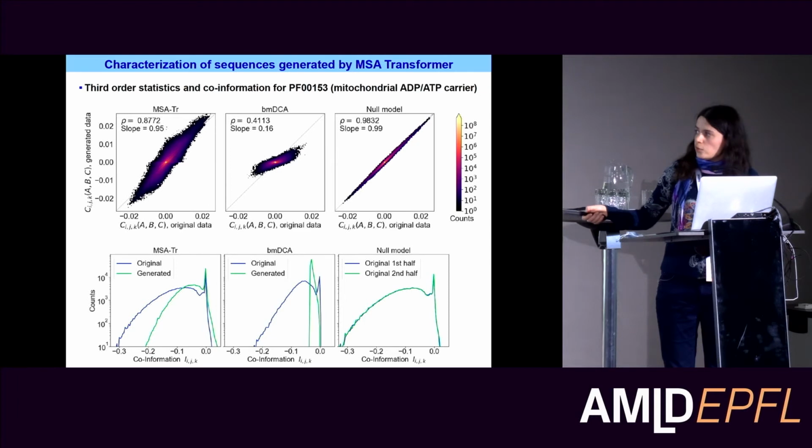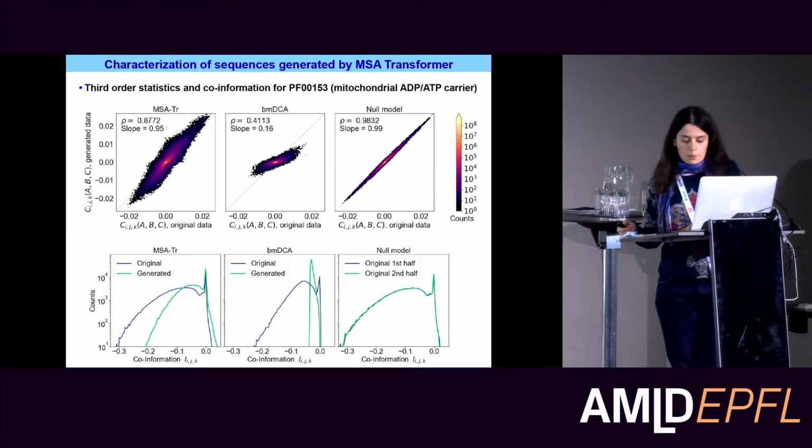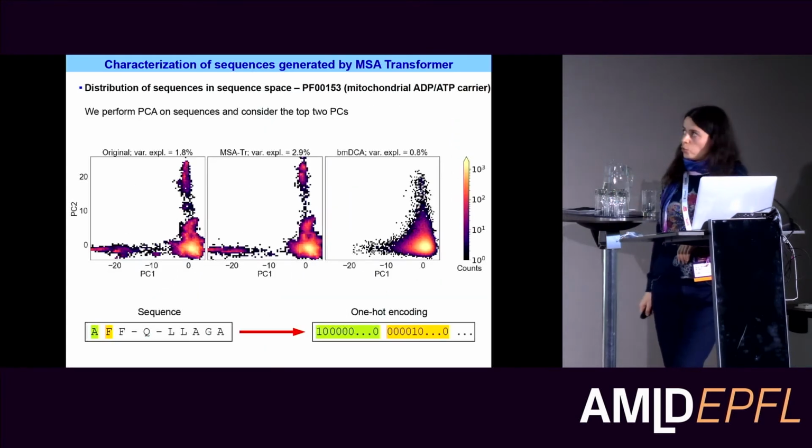We can also look at this in another way, by looking at an information theory quantity that is essentially a generalization of mutual information to 3 random variables. It's called co-information. You can see here the distribution of co-information in original versus generated data. And again, the distribution is much better reproduced by MSA Transformer than by BMDCI, which concentrates around 0 co-information. So higher order statistics seem to be better reproduced by MSA Transformer.